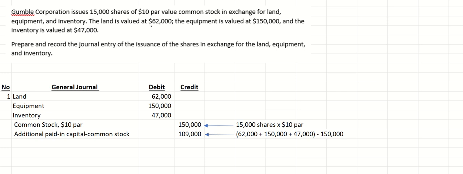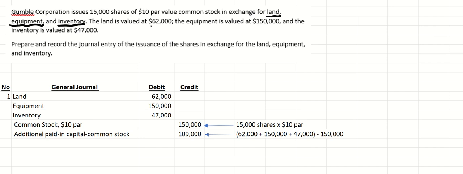So this is part 2 of the issuance of stock. And this one is slightly different than part 1, or the first video, because the issuance of stocks is in exchange for things other than cash. So as you can see here, Gumbel Corporation issues 15,000 shares of $10 par value common stock in exchange for land, equipment, and inventory.